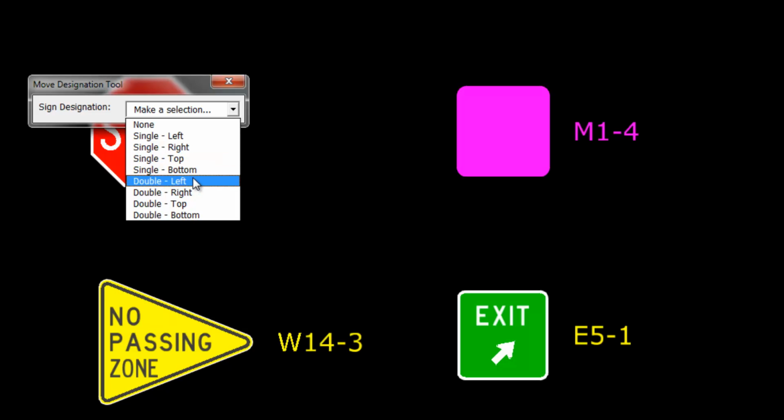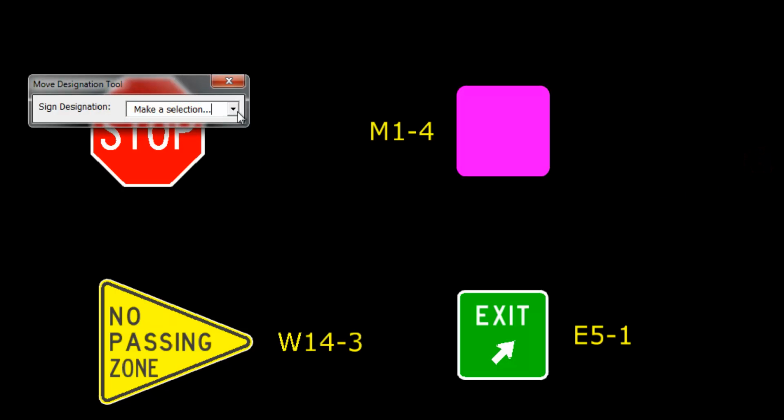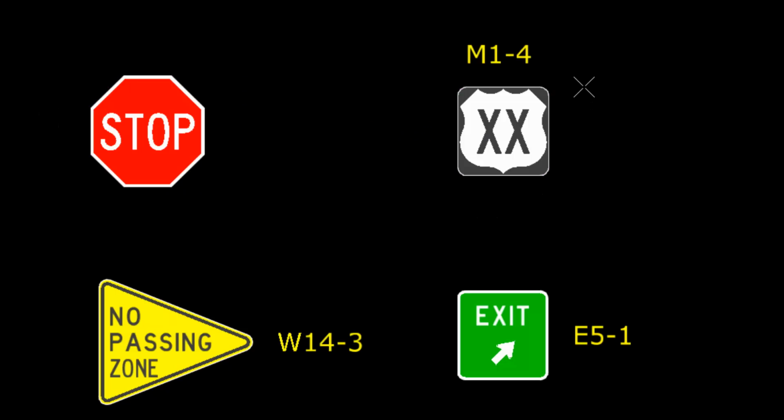But for this example, I want to move this sign designation to the left side of the sign. So I'm going to pick single left, and with a click you can see it's moved that designation over to the left side of the sign. Now if I need to move it again, I can highlight the sign, repeat the steps, say I need it on the top now. A right click reset will end the tool.